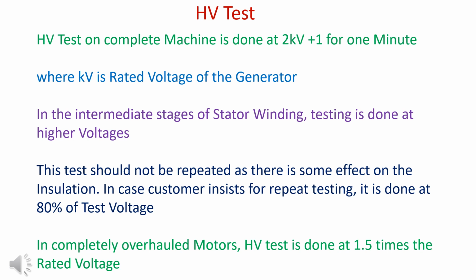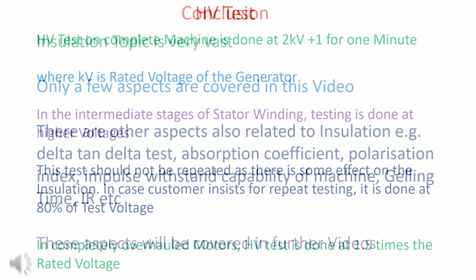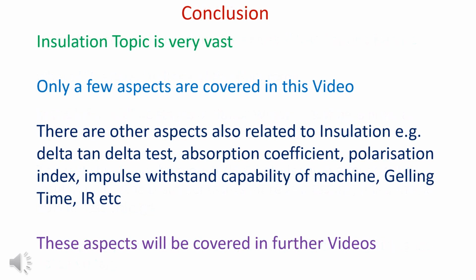HV test on the complete machine is done at 2 kV plus 1 for 1 minute. Repeating of this test should be avoided as it affects the insulation. In case the customer insists, HV test is repeated at 80% of 2 kV plus 1. As the insulation topic is very vast, other topics related to insulation are covered in further videos.